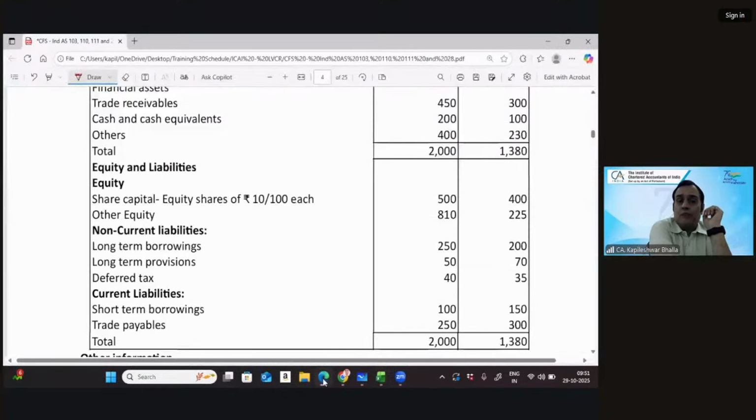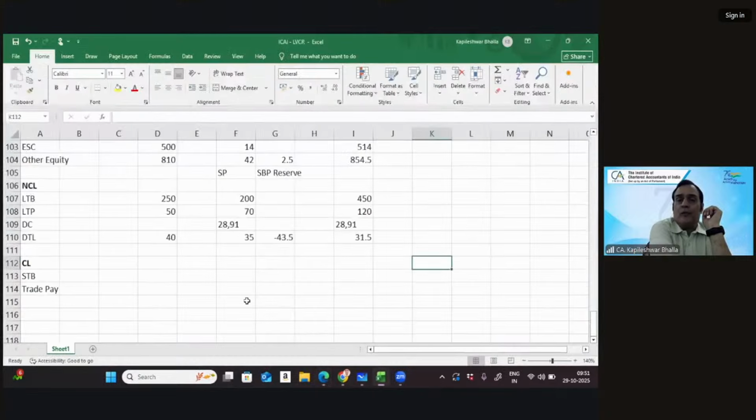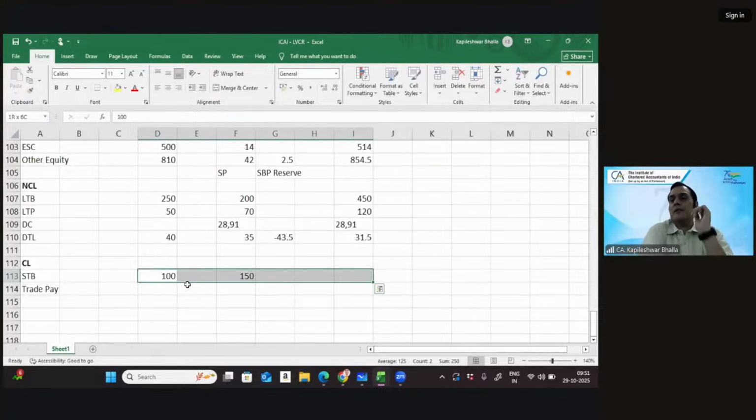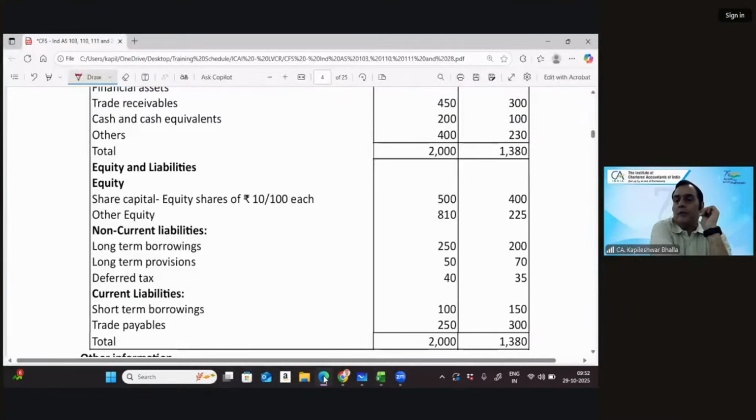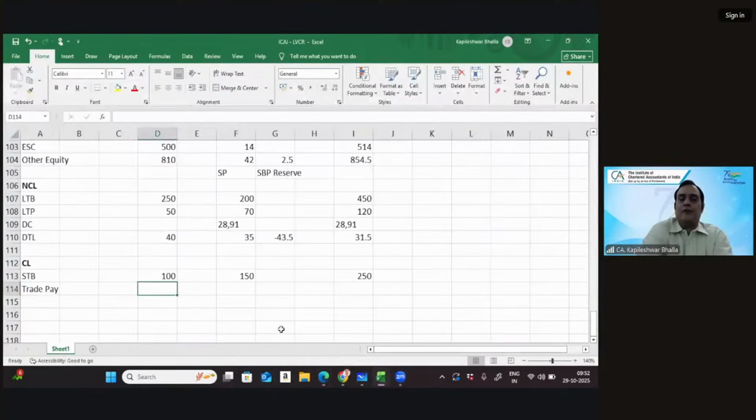Similarly, we take the short-term borrowings. It is 100 and 150. So this comes to 100 and this comes to 150. So this works out a total of 250. And finally, we've got trade payables that is 250 and 300. That's 250 and that's 300.